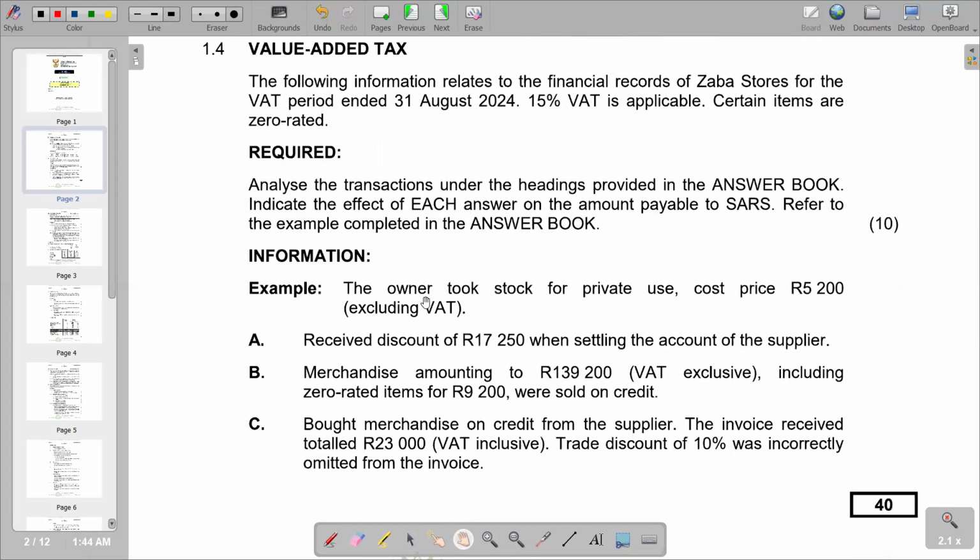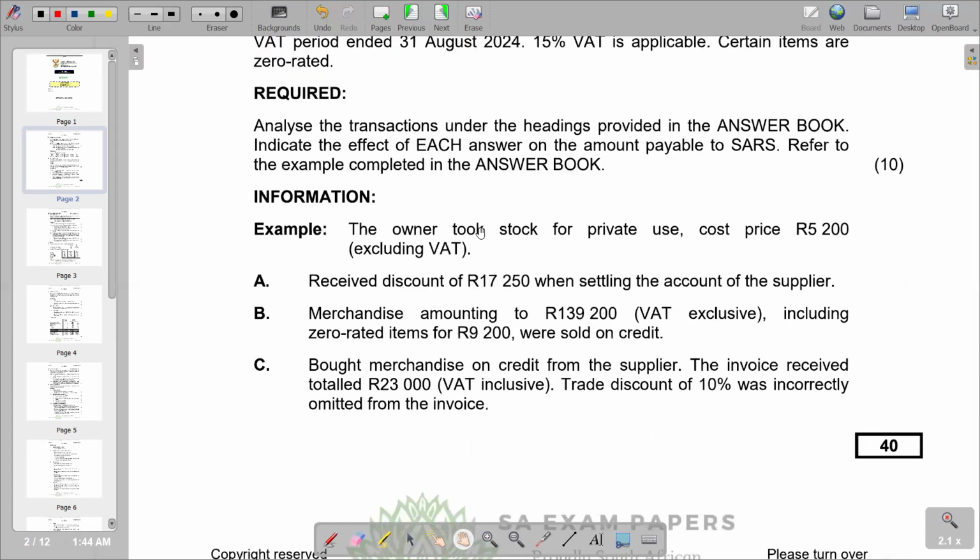So obviously, we are given an example which will be shown in your answer book on how to go about it, so that you can follow on A, B, and C. So we can start on A, which is saying I received a discount of 17,250 rands when settling the account of the supplier.